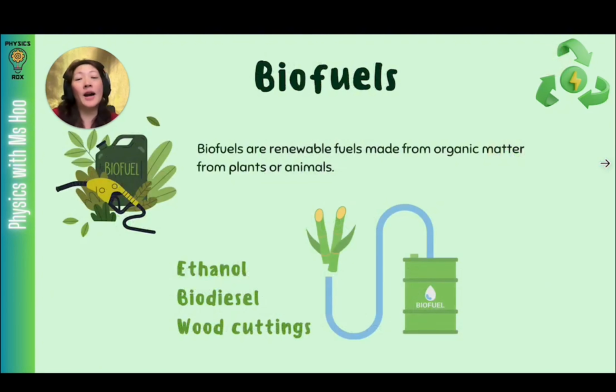Biofuels, on the other hand, are renewable fuels made from organic matter from plants or animals. For example, ethanol, biodiesel, and wood cuttings. So these are renewable because they're made from plants or animals. For example, you could just cut the plants down or take the carcass of dead animals and convert them into biofuels easily.